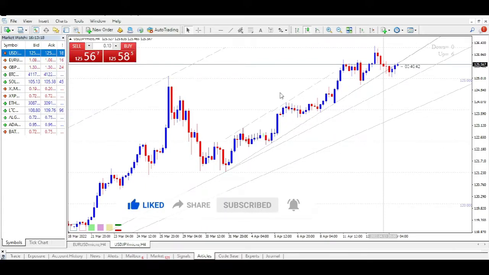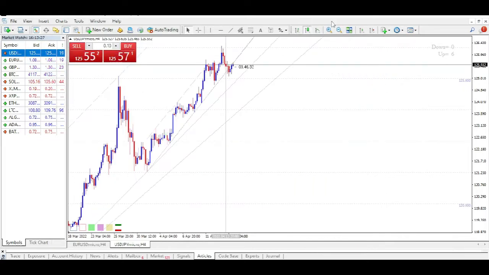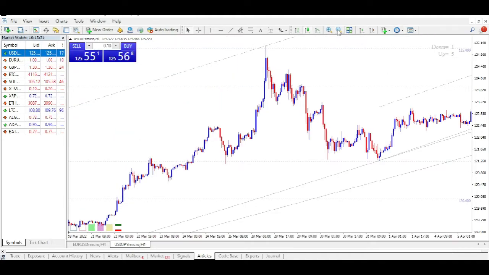Then the second thing that you probably want to watch out for is, let me see if I can get an example on another chart. I was on the 1 hour. Let's see.